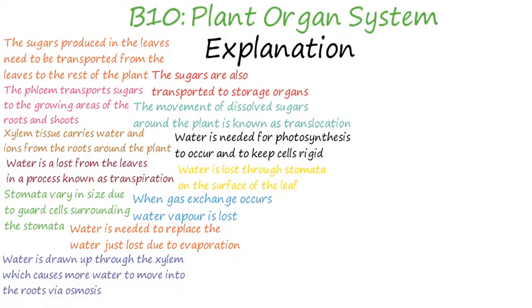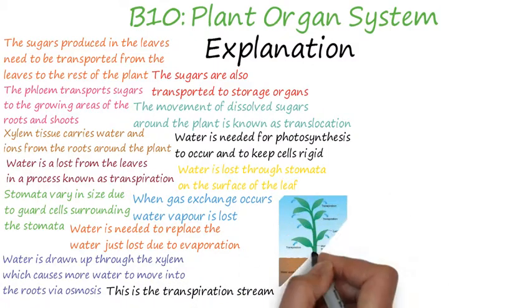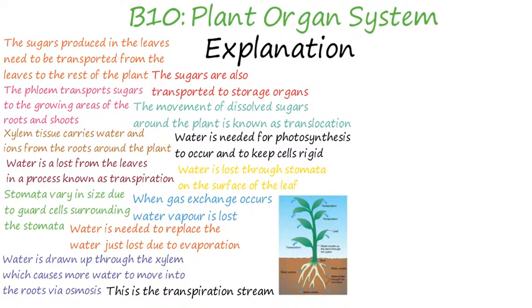The loss of water causes more water to be drawn up through the xylem, and this causes even more water to move into the roots via osmosis. This system of water moving from the roots to the leaves in a plant is known as the transpiration stream.